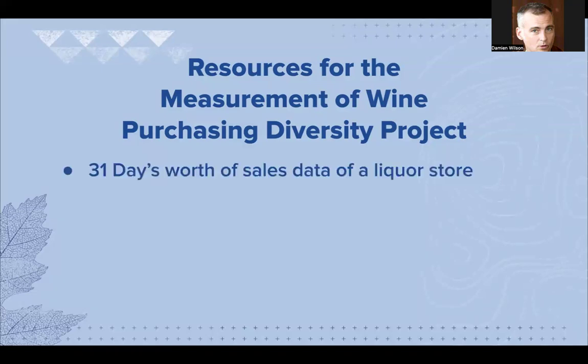Essentially, we've got 31 days worth of sales data from a liquor store, and that is broken down into day-by-day journal entry of every single sale that was taken in this liquor store. So we can look at the differences within each day's worth of operation, and then looking at the differences across different days. They were collected for every day in December 2022.